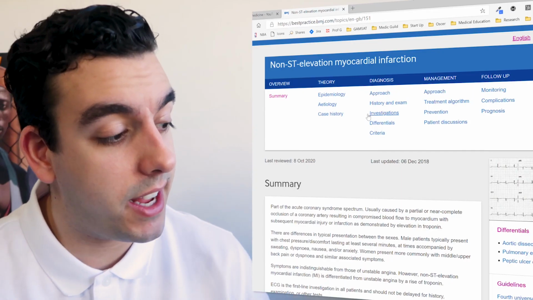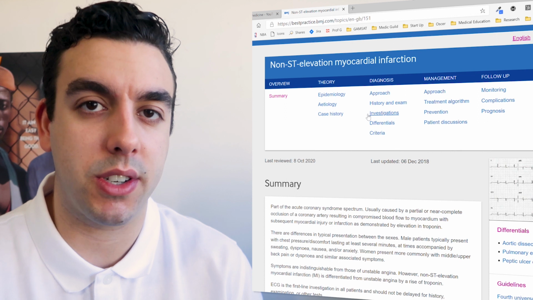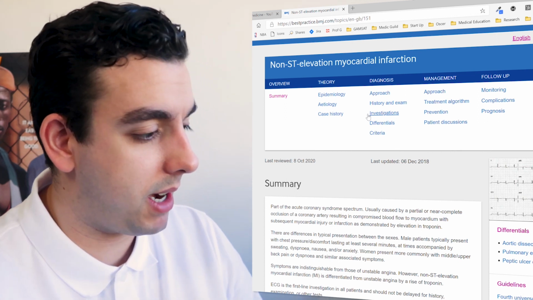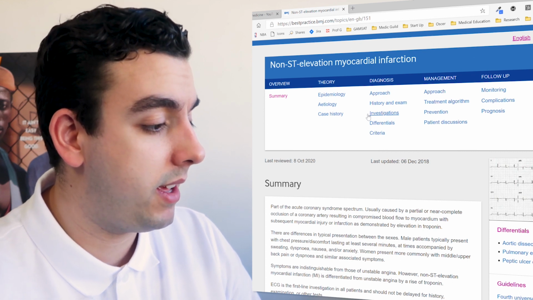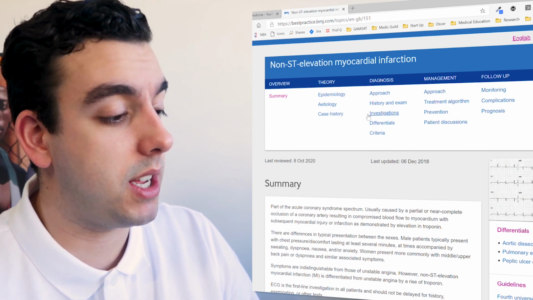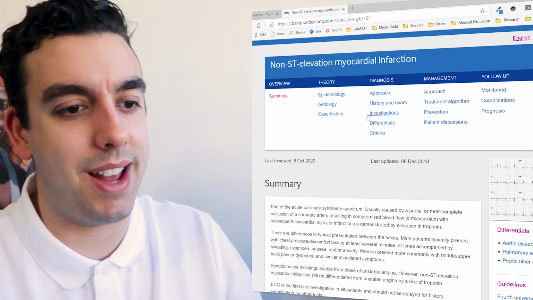So step one of making a one-pager is deciding what the structure will be. I use BMJ Best Practice, their overall hierarchy of how they structure their study of conditions. You can see here they break it up in a very nice way. So they've got an overview, which you don't need. They've got theory, which includes things like the epidemiology, the etiology, or the pathophysiology. So how does it work?